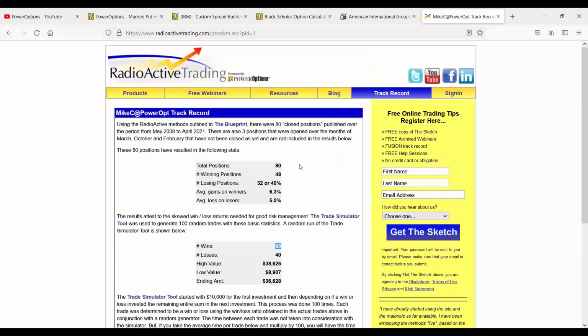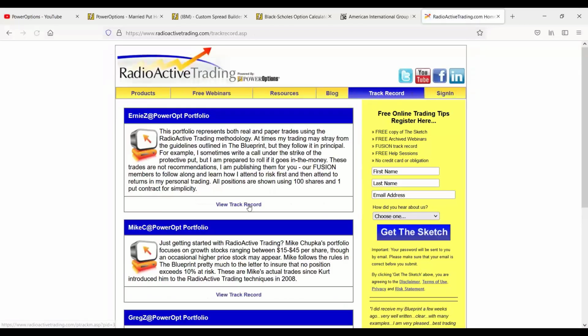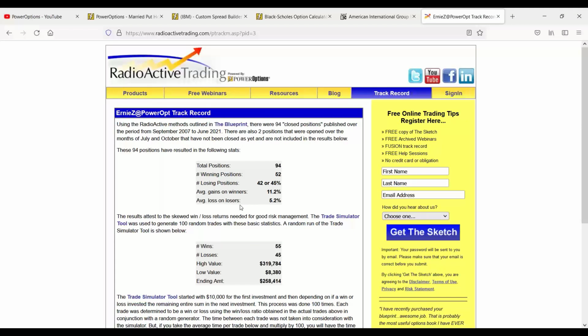Okay. Ernie's is much higher. He's at 10.1% average on his winners. Wow, Ernie. 11.2 on his winners, 5.2 on his losers. He's almost double me, but he's right 55% of the time. Why am I going through all this?